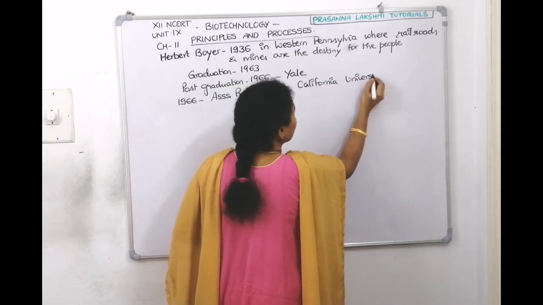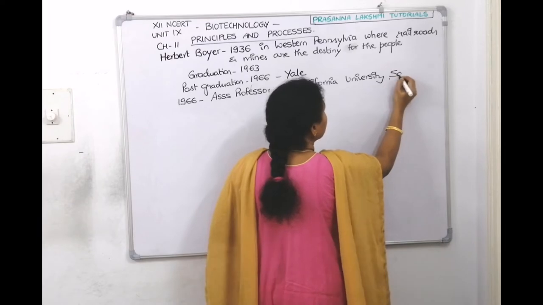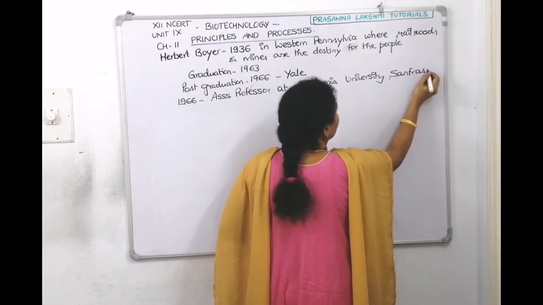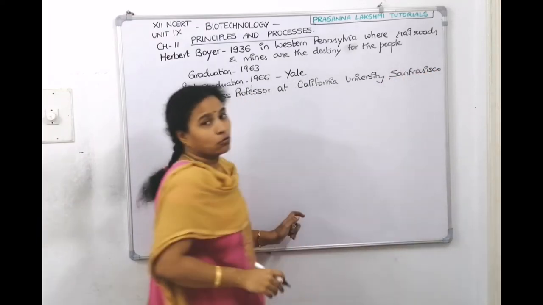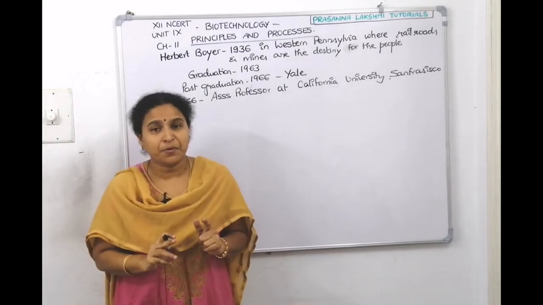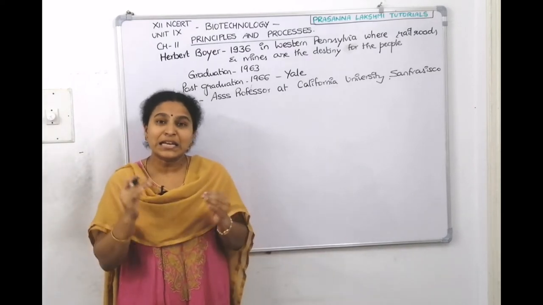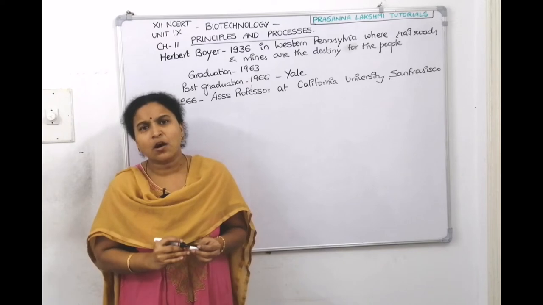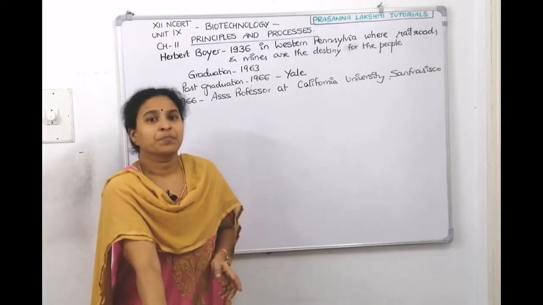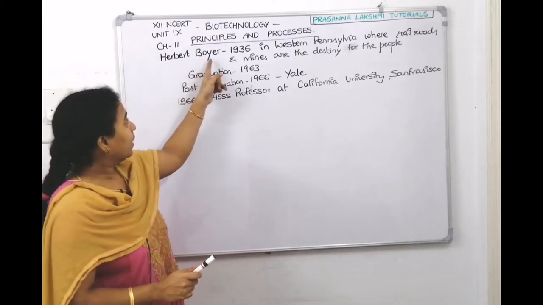He joined as an assistant professor at California University, San Francisco. Now after that, in 69, he started working on a couple of restriction enzymes. So we were talking about Herbert Boyer.